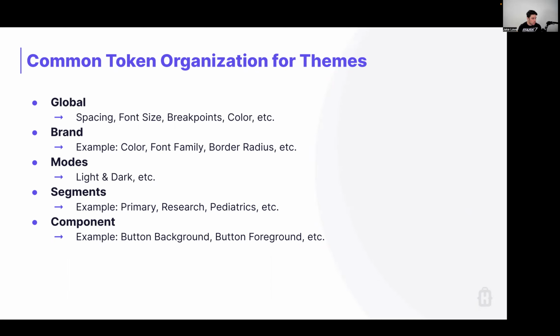Then, of course, we've got things like brand. So if you've got your system split up between different brands, then you're going to have those brands. Same thing with modes, segments, like primary, research, pediatrics, those kinds of things, and also component level. And this is also the one where you kind of have to make the choice. Do you want to have a lot of your component level tokens defined at the same level as all the rest of the tokens, or should that occur at a mapping layer? And I tend to lean towards the mapping layer. It seems to have a lot more control in my experience.